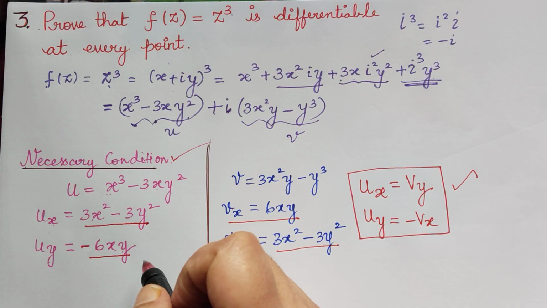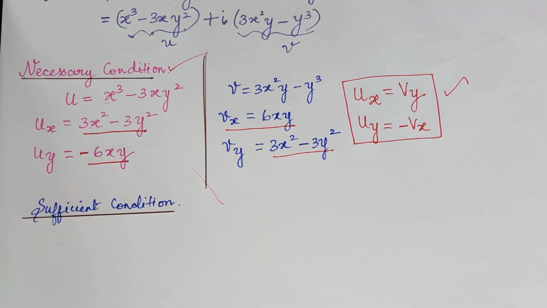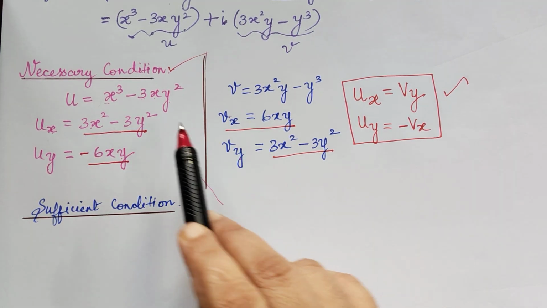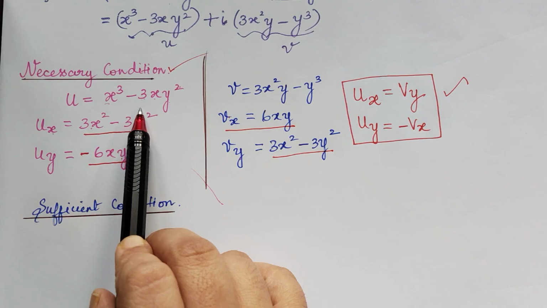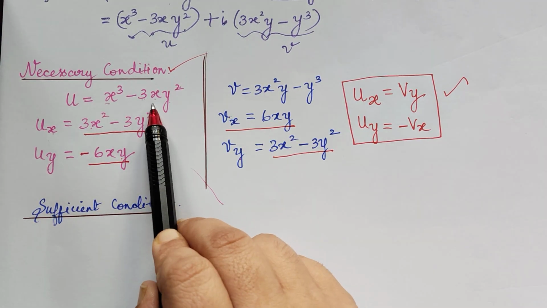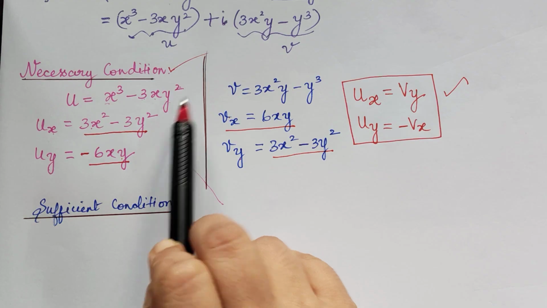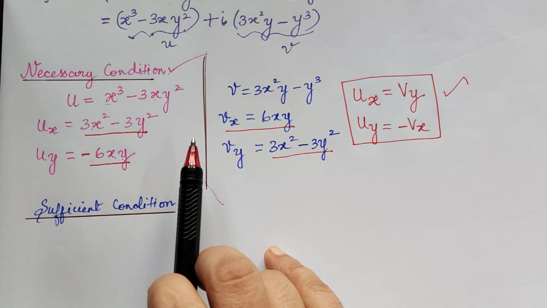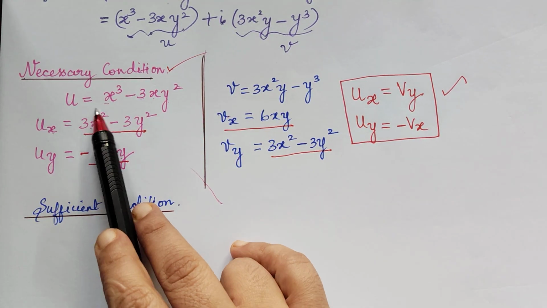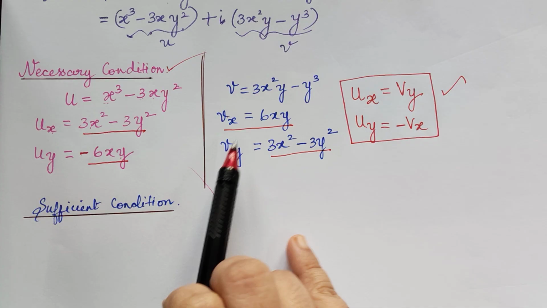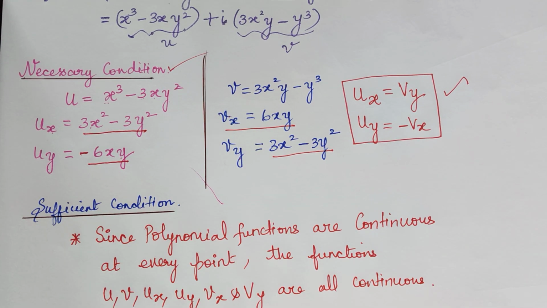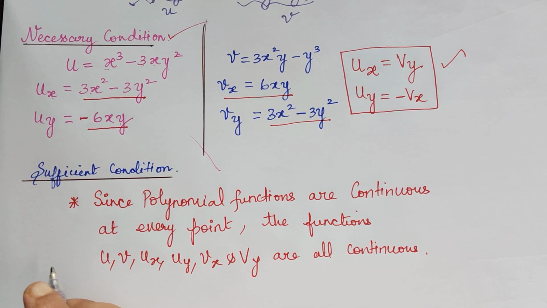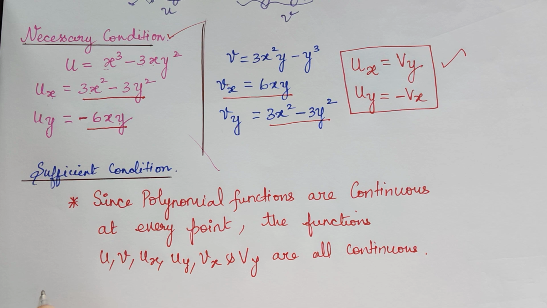Next, we shall check for the sufficient condition. The sufficient condition is we have to check whether the functions u, v and their first order partial derivatives are all continuous. We see that u is a polynomial and v is also a polynomial. We know that a polynomial function is continuous at every point. In a similar way, the first order partial derivatives are all polynomials, and hence all are continuous. We say that u, v, ux, uy, vx, vy are all continuous. And therefore, since the necessary condition and sufficient condition both are satisfied, we say that the given function f of z is differentiable at every point.